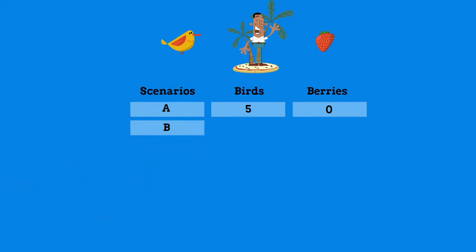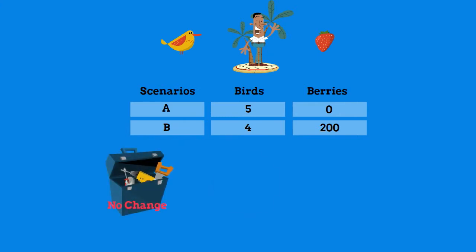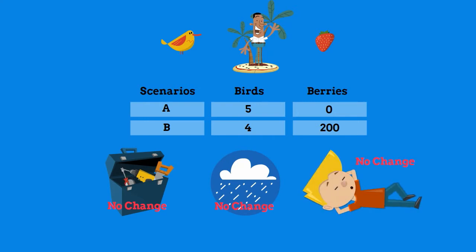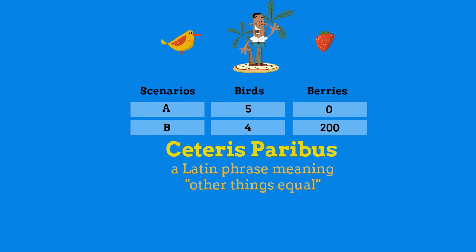Scenario B. You divide your available resources to catch only 4 birds and spend the rest of them picking berries. In doing so, you get 200 berries. We are assuming that all other factors and resources remain the same. You are not changing your tools to catch the birds. The weather on the island remains the same. You are not sleeping less to hunt birds and pick berries. With other conditions being equal, we call this ceteris paribus.